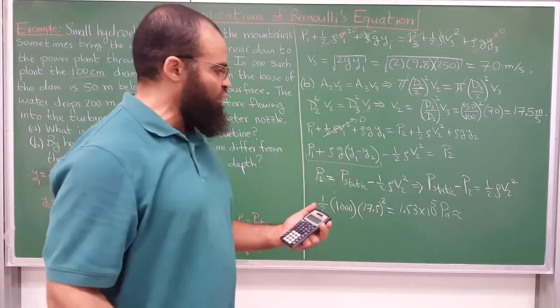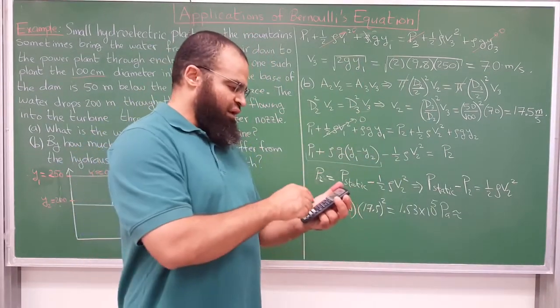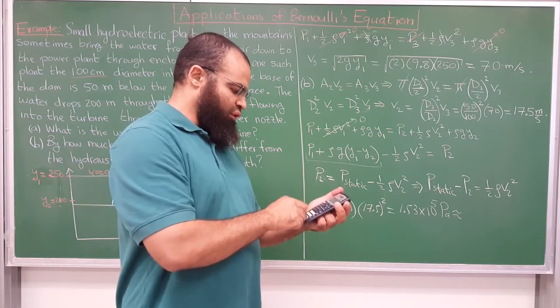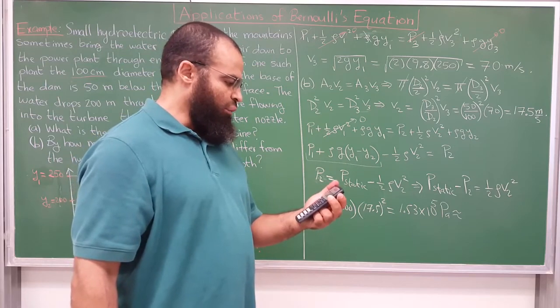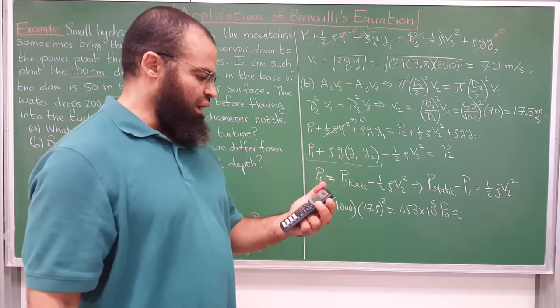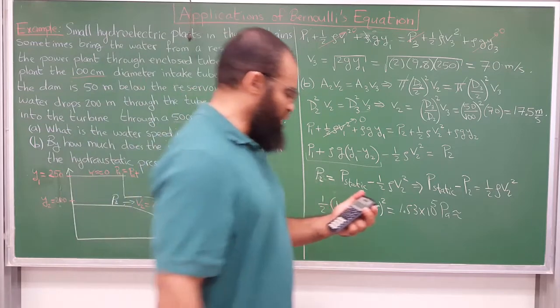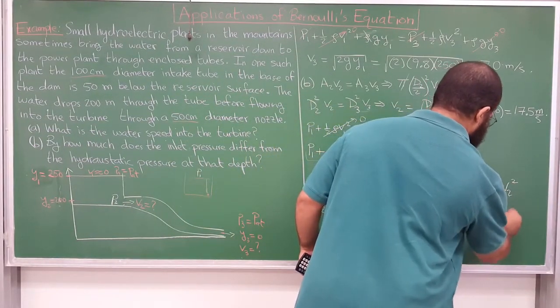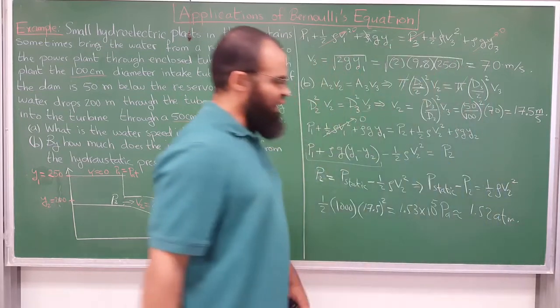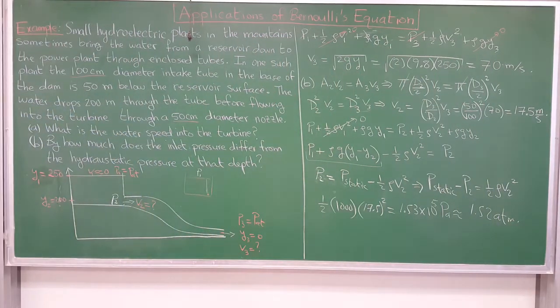One atmosphere is 1.01 times 10 to the 5th. So let's divide that by 1.01, and we get 1.52 pascals. I'm sorry, 1.52 atmospheres. That's how many atmospheres they differ by.